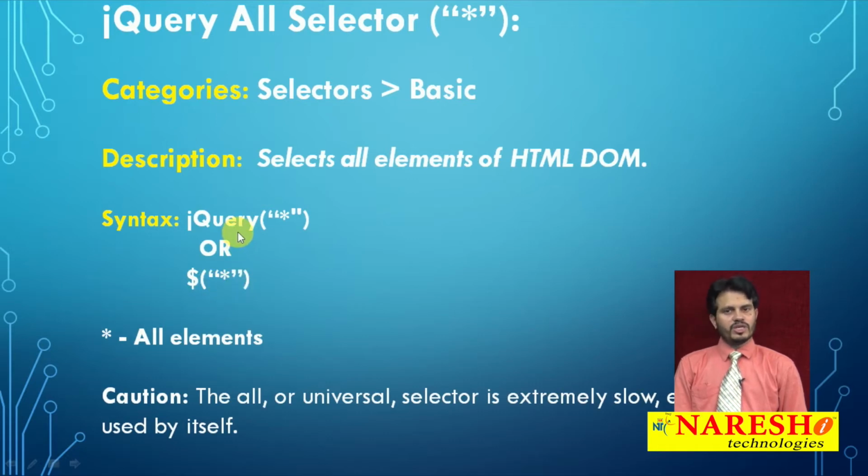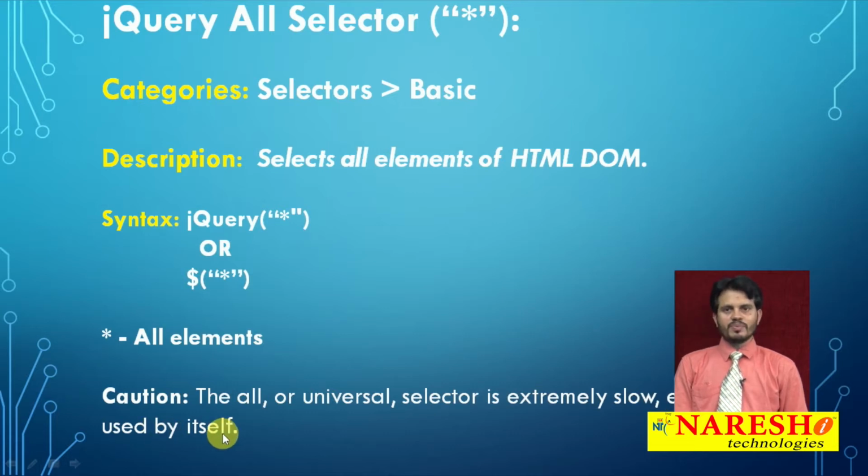So either we use the jQuery selector function, or we use its shorthand notation, which is the $. Here star means all elements, and it is mentioned directly in double quotes, opening and closing. It means all the elements of the HTML document. But we have different variations, which we will discuss with examples. The all or universal selector is extremely slow except when it is used by itself.